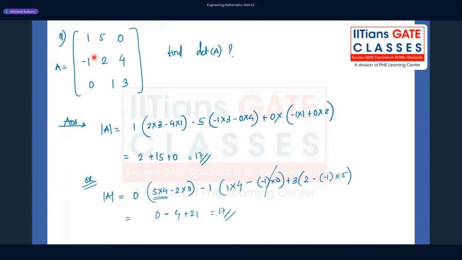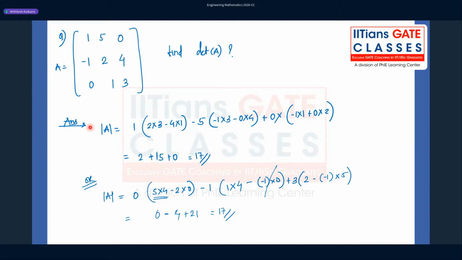I have a matrix which is 1 5 0, minus 1 2 4, and 0 1 3. So this is the way we can calculate the determinant by using the first row, or we can also use the third row. Here I have solved by using the third row, here I have solved by using the first row, and we are ending up with the same answer.